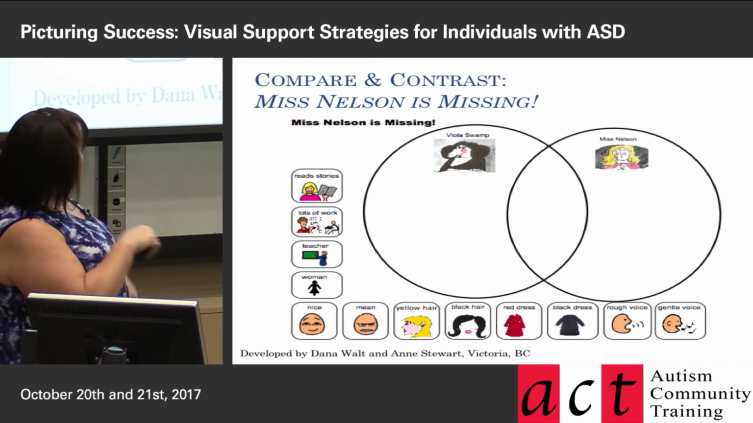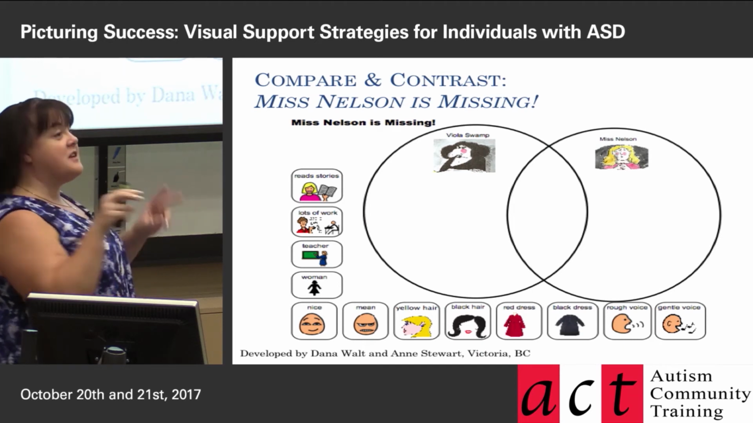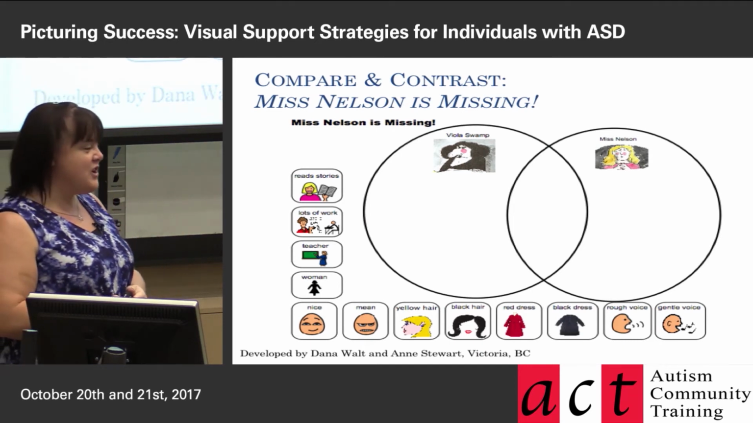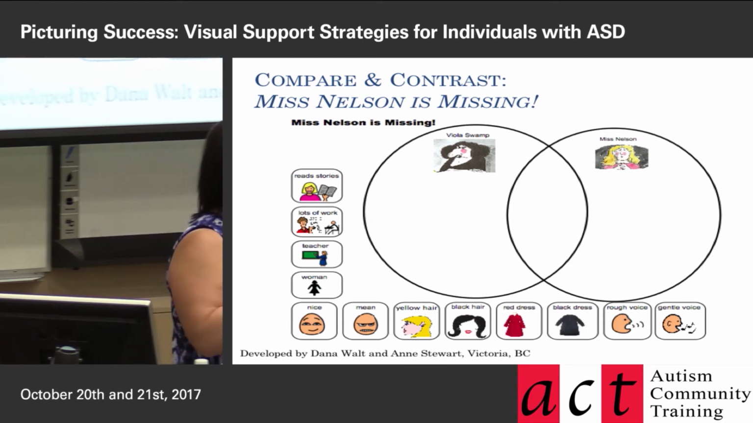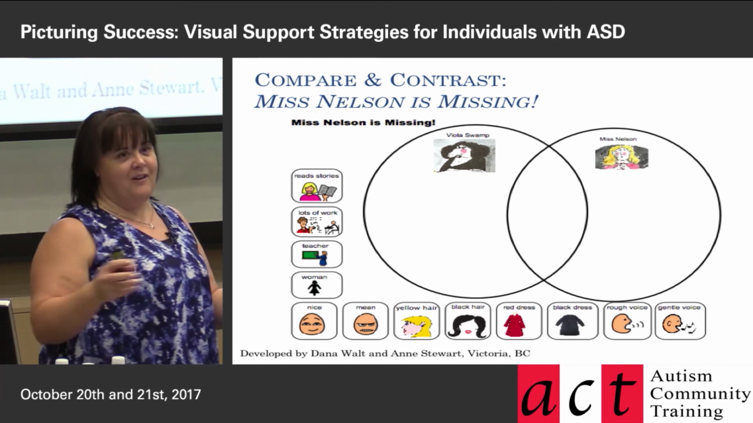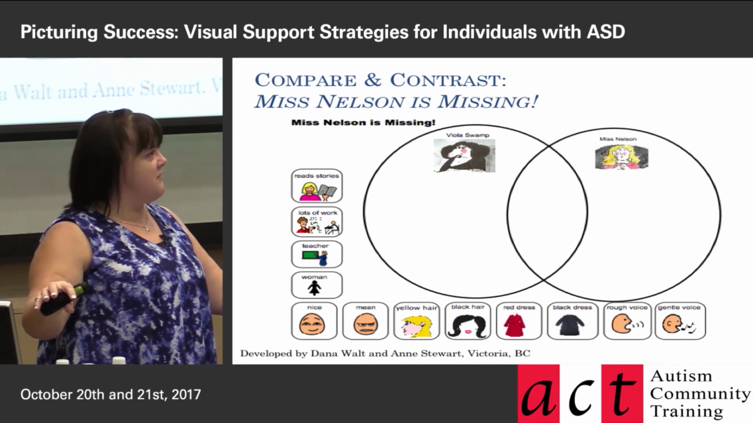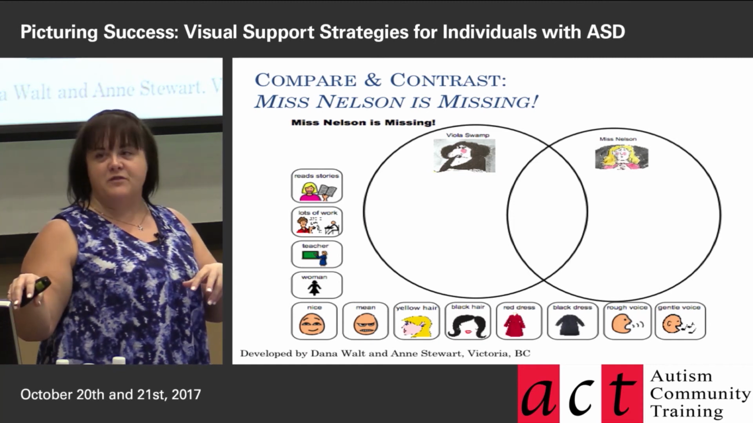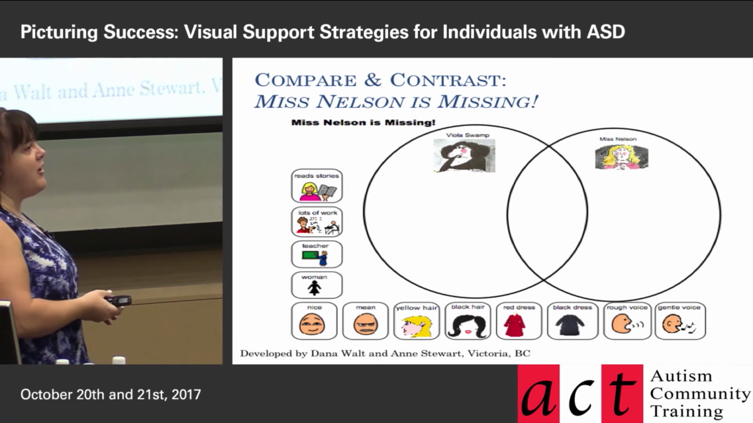So what my students did was they took a whole bunch of characteristics of the two individuals and made an activity where students have to sort those things, right? And some of them are characteristics of both Viola Swamp and Miss Nelson, and some of them are separate, they're different, right? One was mean, one was friendly, right? So that's a way that you can do those kinds of compare and contrast.